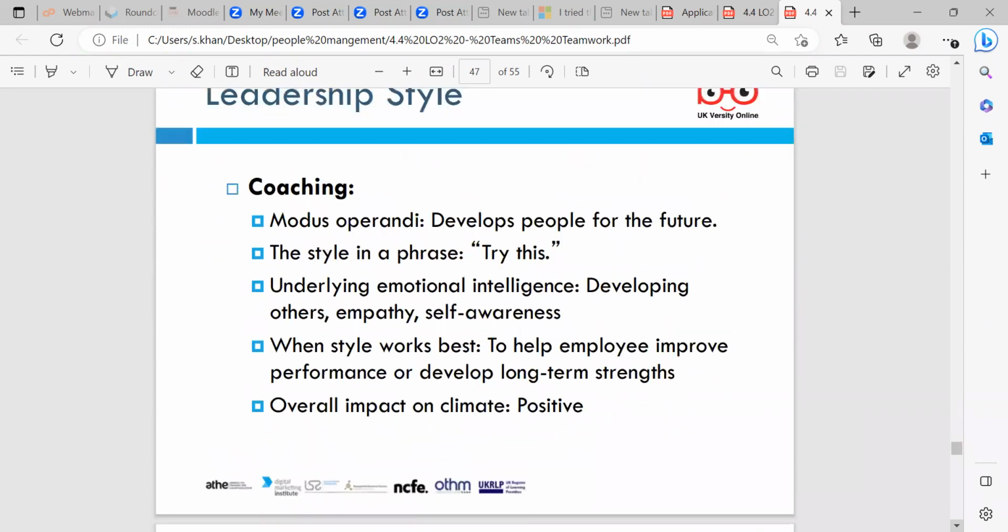Coaching leadership. The modus operandi for this is that it develops people for the future. The style in a phrase is "try this." It works well. The underlying emotional intelligence is developing others, empathy, self-awareness. The style works best to help employees improve performance or develop long-term strengths. The overall impact on climate is positive, and a coaching leader focuses on identifying and nurturing, as we mentioned, the individual strengths of each member of the team and developing strategies that will enable teams to work better together.